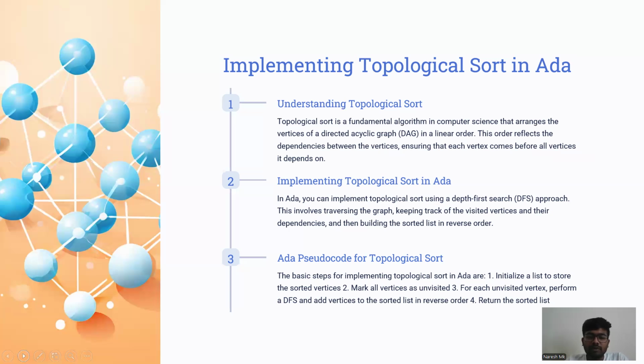The basic steps for implementing topological sort in ADA are: first one, initialize a list to store the sorted vertices. Second one, mark all vertices as unvisited. Third one, for each unvisited vertex, perform DFS and add vertices to the sorted list in reverse order. And fourth one, return the sorted list.